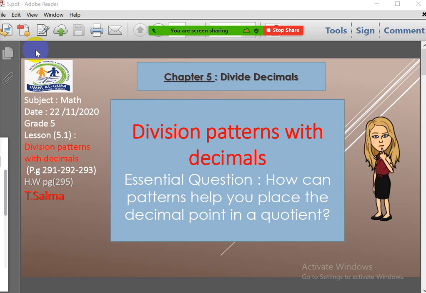Today we will continue our lesson that we started yesterday, division patterns with decimals. So, girls, today we will solve exercises on page 293. So please bring your books and open your books on page 293 to start our lesson.